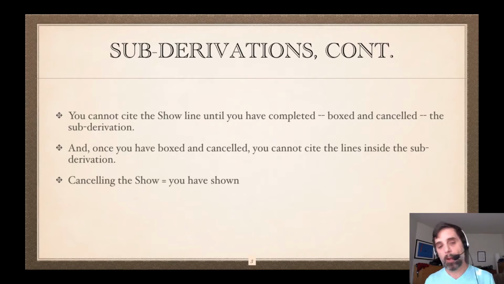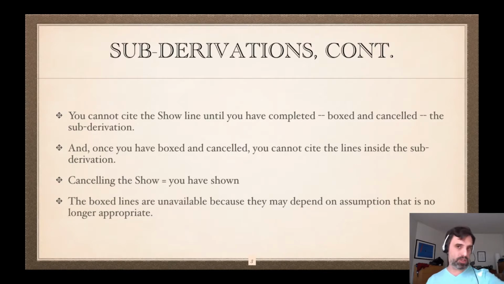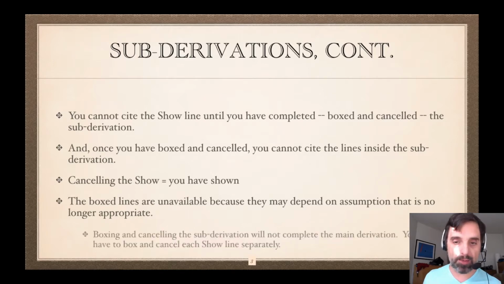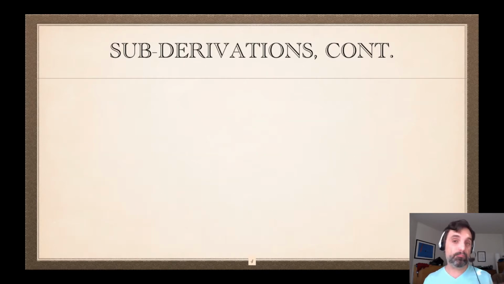But once you've shown it, the assumption's no longer relevant. So canceling the show line, you've succeeded in showing it. Boxing it beneath the show line, because they may depend upon an assumption. So then, as I said, each show line gets boxed and canceled separately, and so you have to do them separately.